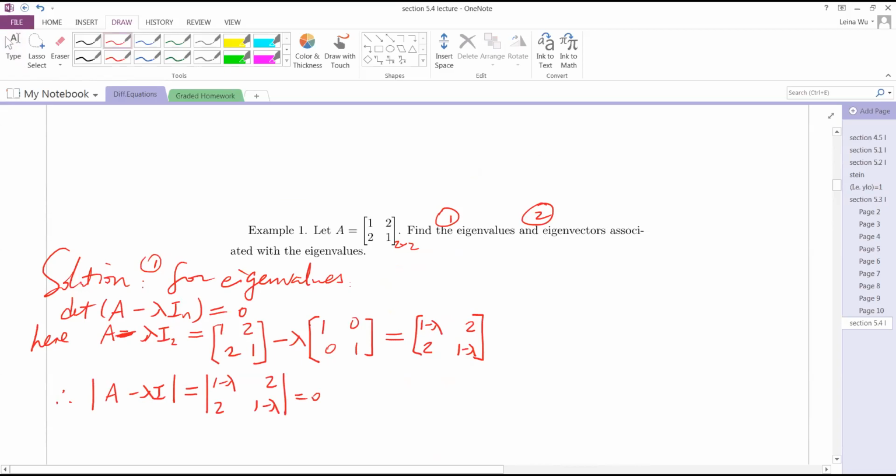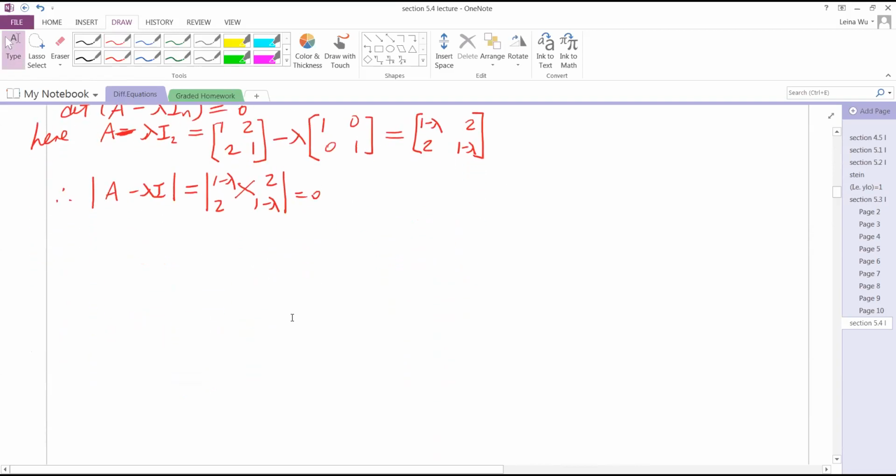And isn't the determinant AD minus BC? Correct. So in this 2 by 2 case, you just cross multiply: the main diagonal, and subtract the other two, which is AD minus BC. So we keep going. We have 1 minus lambda times 1 minus lambda, minus 2 times 2, equal to 0. You guys follow me? Yep.